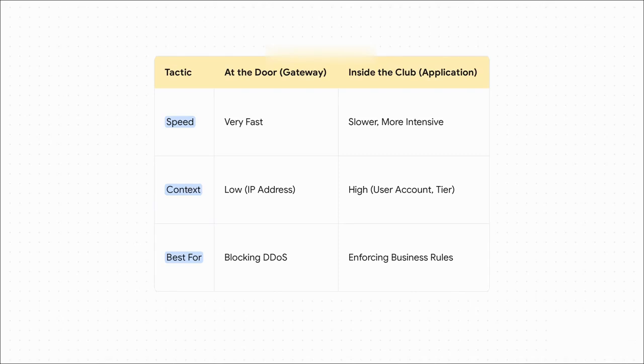And if we put these two strategies side by side, the differences become really clear. That check at the gateway, it's lightning fast, but it doesn't have much context. It pretty much only sees an IP address. It's perfect for stopping those huge automated attacks, like a DDoS attack. But the check inside the application, it's a bit slower, but it has way more context. It knows your user account, your subscription level, the whole shebang. And that is ideal for enforcing specific business rules and giving your best customers a better experience.